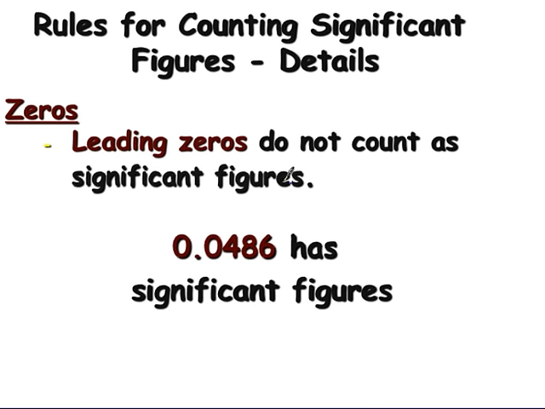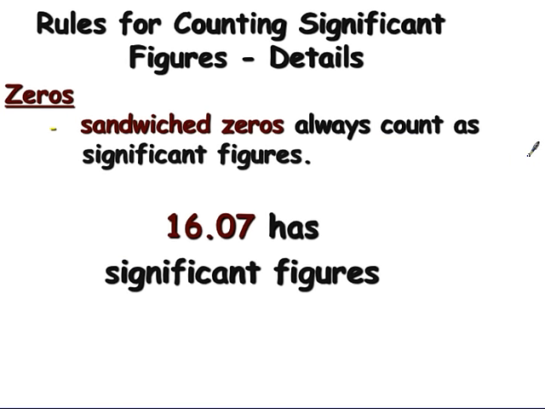Next rule, leading zeros do not count as significant figures. So leading means it comes at the beginning. So this is at the beginning, so I'm going to skip it. This is at the beginning, so I'm going to skip it. 1, 2, 3. So this measurement has 3 Sig Figs. Still pretty easy.